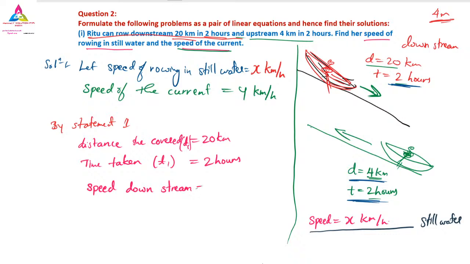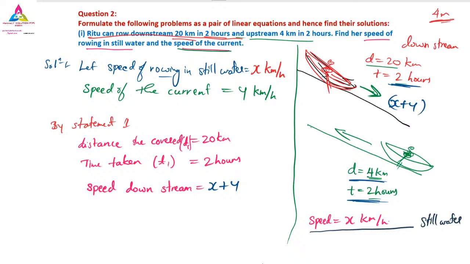Whether the downstream speed will increase or decrease, the stream we have, will it decrease or increase? Yes, it will increase. By what? The speed of the boat, the speed of rowing in still water, is x, so it will increase by y. So in a downstream the speed will become x plus y.